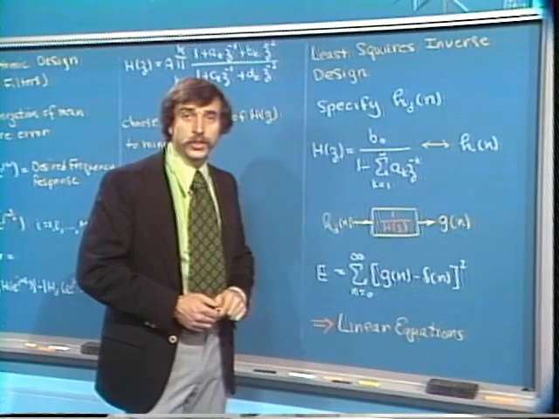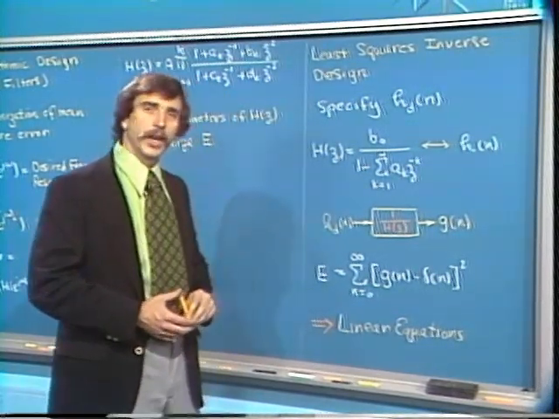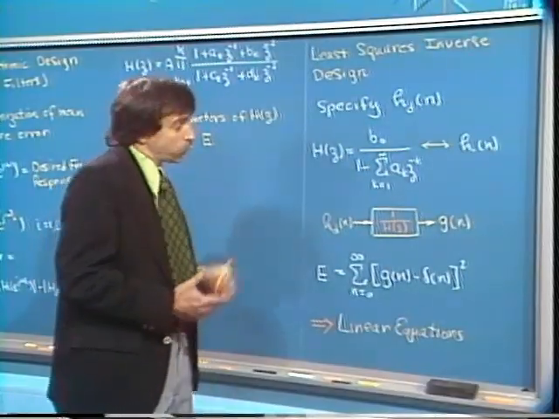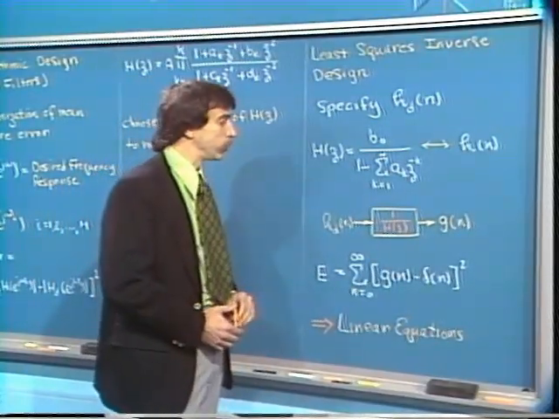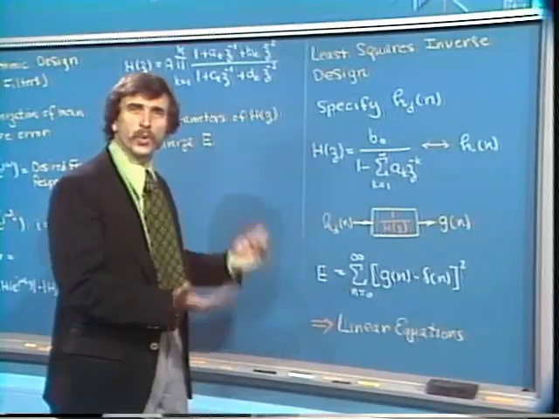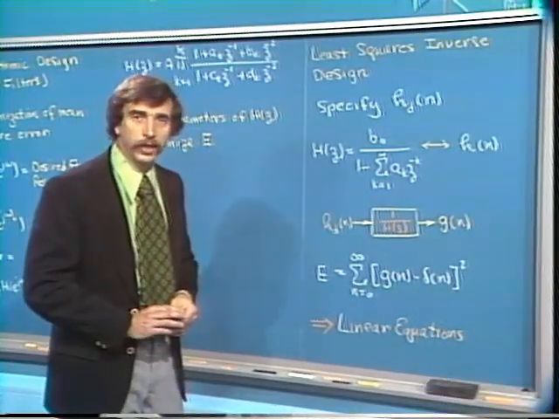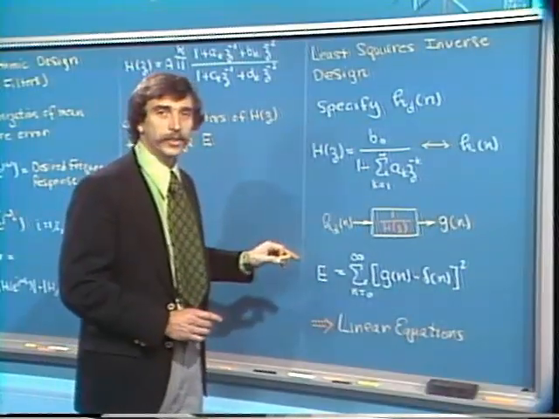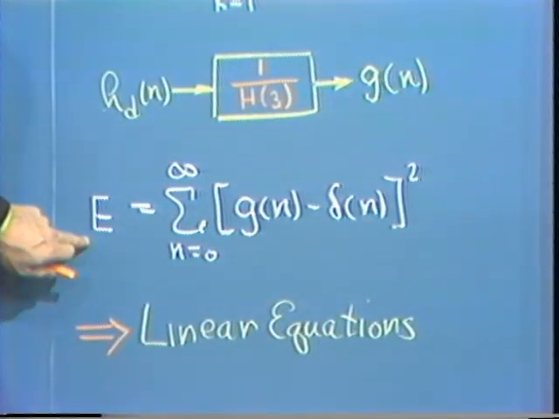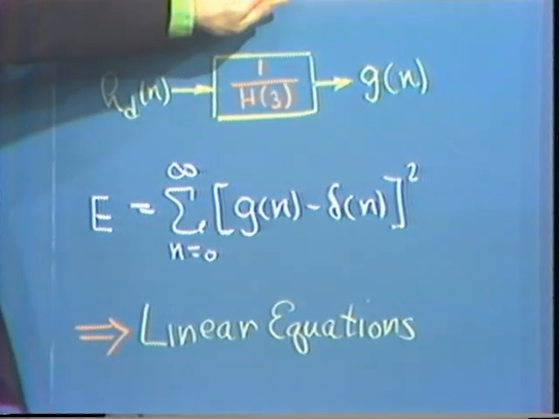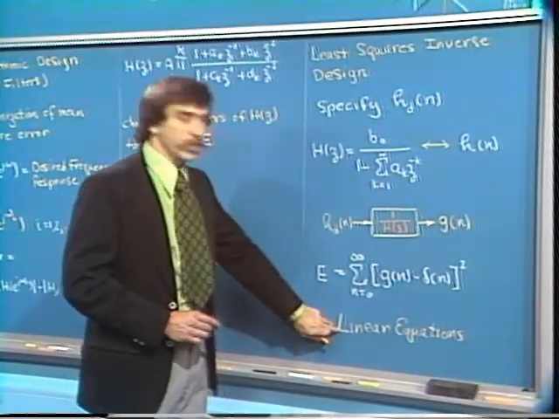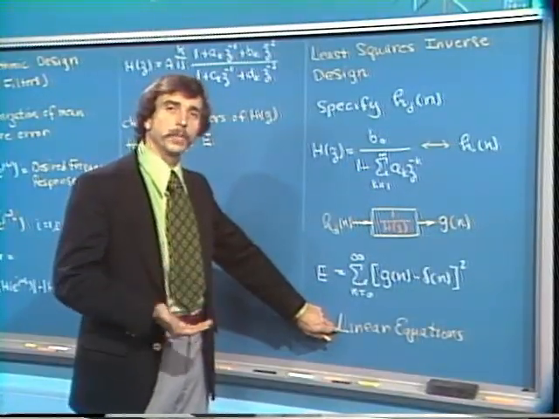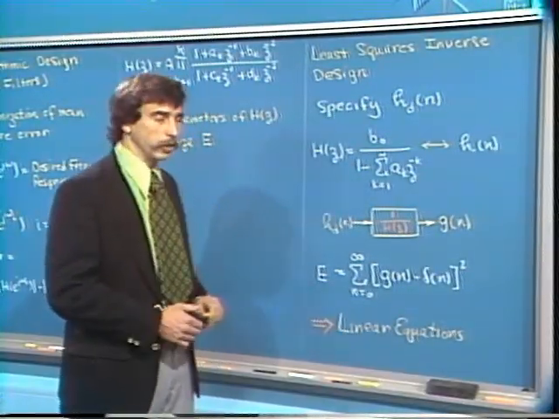Well, there's the legitimate question as to whether that is a reasonable error criterion to use. It's, of course, a possible error criterion to use, but one can ask, why in the world would you want to set up the problem that way? Well, there's a very good reason. The reason is that if you minimize this error in terms of these coefficients, the equations that result are linear equations, and linear equations are simple equations to solve as opposed to nonlinear equations.